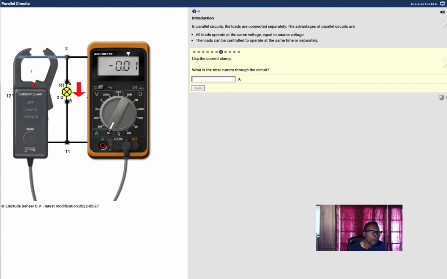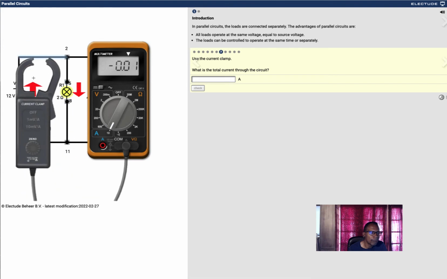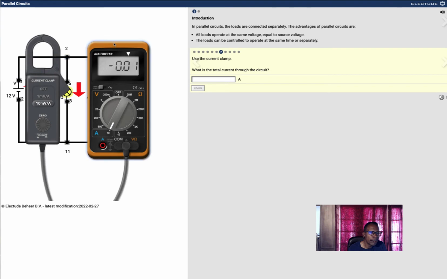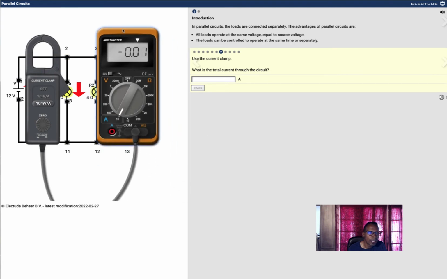I think I did something wrong here. No current's flowing. My meter is not registering. What's going on there? Okay. That's AC. That's DC.